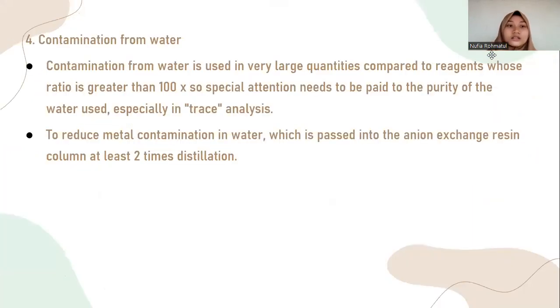Number four, this is contamination from water. Water is used in very large quantities compared to reagent, whose ratio is greater than 100. So special attention needs to be paid to the purity of the water used, especially in trace analysis. To reduce metal contamination in water, we pass it through an anion exchange resin column, at least 2 times distillation.